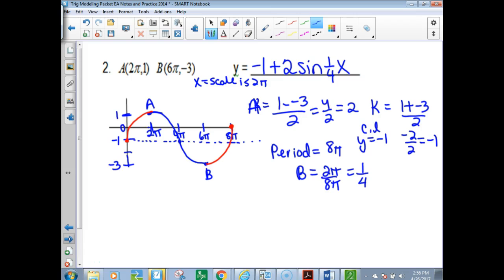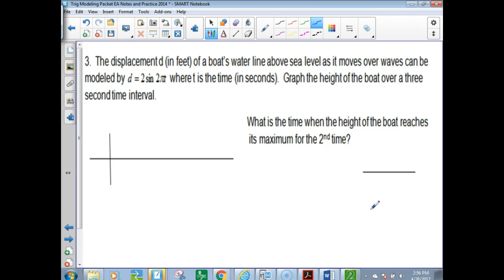Next, we're going to be doing some applications. Okay, so we're going to have to think about what can we do to find out what they're asking us to find out. The displacement, D, in feet, of a boat water line above sea level as it moves over waves can be modeled by D equals 2 sine 2 pi t, where t is time in seconds. Now that's going to be your x-axis. And sometimes it's good to remind yourself that your time is in seconds or minutes or hours. Graph the height of the boat over a 3-second interval.